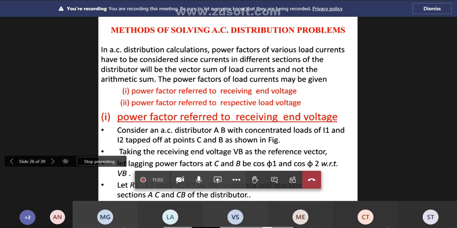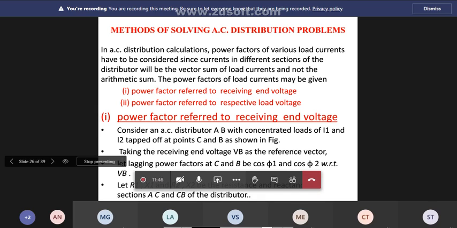Generally, in a DC system, the voltage drop is due to only resistance, right? Already we discussed the AC-DC differences. In a DC system, the voltage drop is due to only resistance. However, in AC systems, voltage drop is due to resistance and reactance, which may be inductive or capacitive. In a DC system, addition and subtraction of currents and voltages are done arithmetically, but in AC systems you have to do it vectorially.